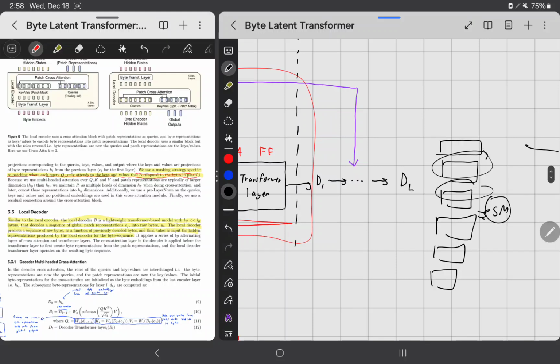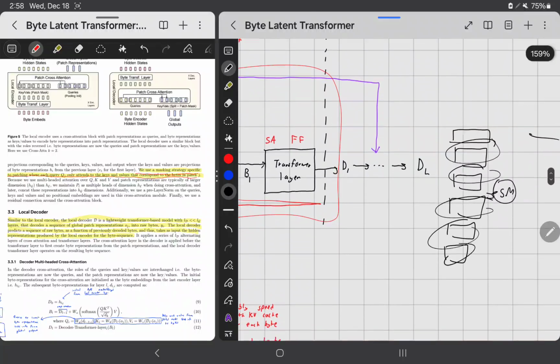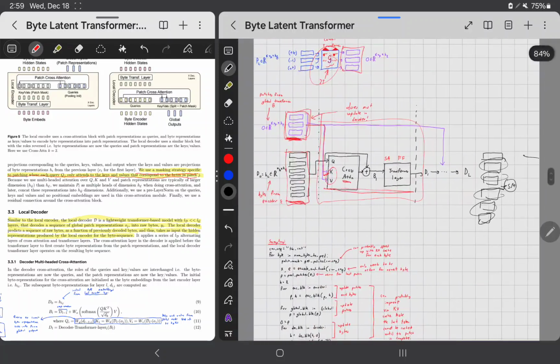Same for this byte, same for this byte, this byte, this byte, this byte. And since we did it causally, you can do this using a normal transformer training. So yeah, that was a lot.